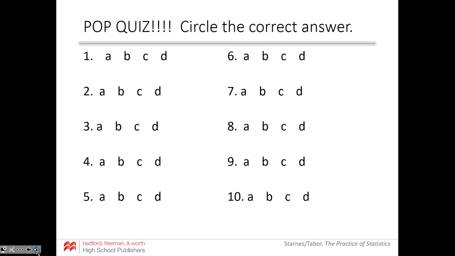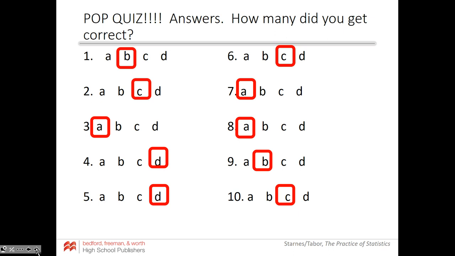All right. Now that you've taken your little pop quiz, let's check your answers. Let's see how you did. How many answers did you get correct? So pause the video one more time, check your answers. So essentially you were kind of guessing on this quiz, right? You were guessing. There were 4 answer choices. So theoretically, you had about a 25% chance, a 1 out of 4 chance, of getting each question correct, right?